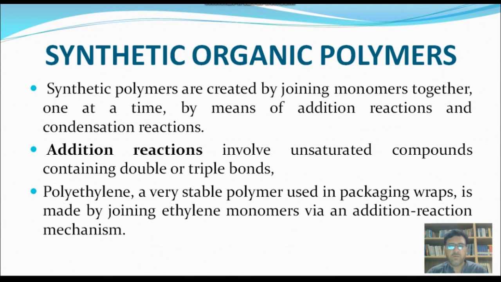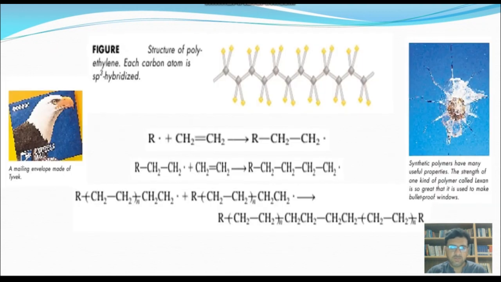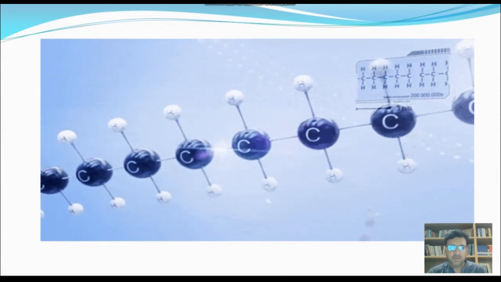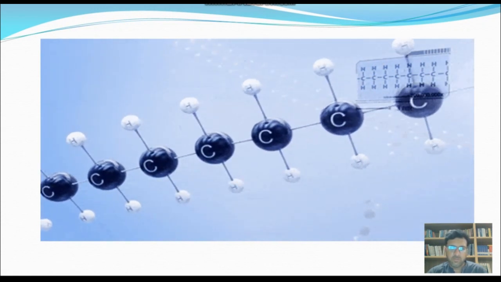Addition reactions involve unsaturated compounds. For example, polyethylene is synthesized from the ethylene monomer via an addition reaction. Here, an initiator is first heated to produce a radical. This radical will react with ethylene to give another radical, and this radical will react with another molecule of ethylene to give long chain radicals, and such reactions are terminated by the combination of these long chain radicals to produce the polymers. Here you can see long chain radicals combine together to form the long chain polymers.